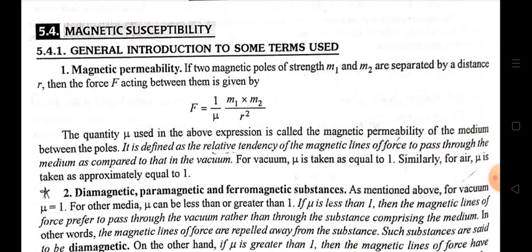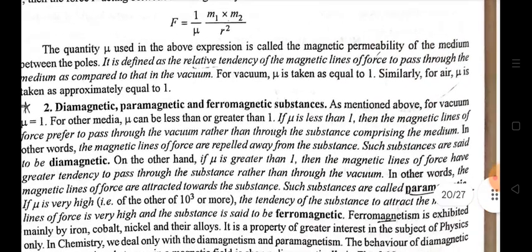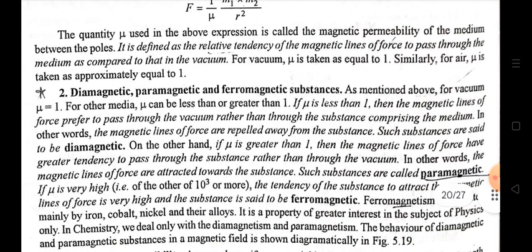It is defined as the relative tendency of the magnetic lines of force to pass through the medium as compared to that in the vacuum. For vacuum, mu is taken as equal to 1. Similarly, for air, mu is taken as approximately equal to 1. Diamagnetic, paramagnetic and ferromagnetic substances, as mentioned above. For vacuum, mu is equal to 1.